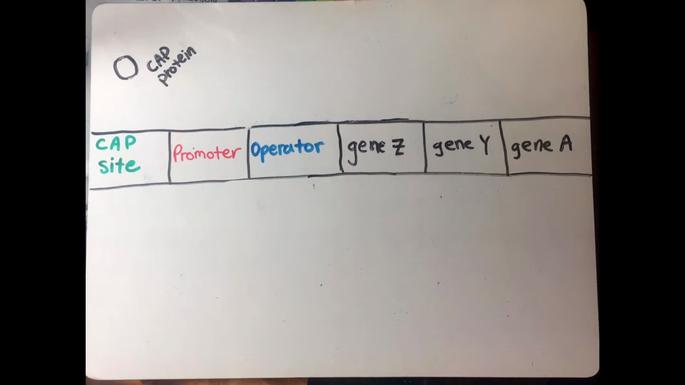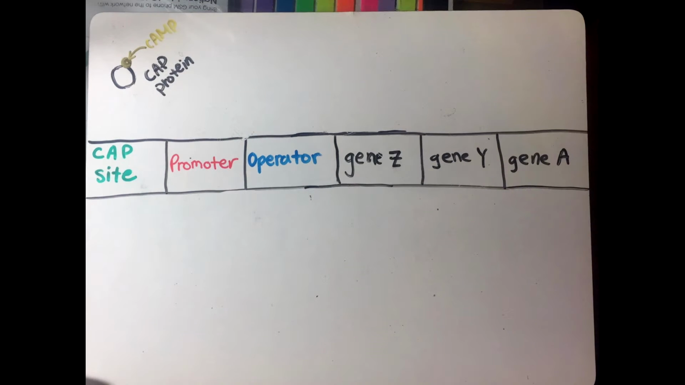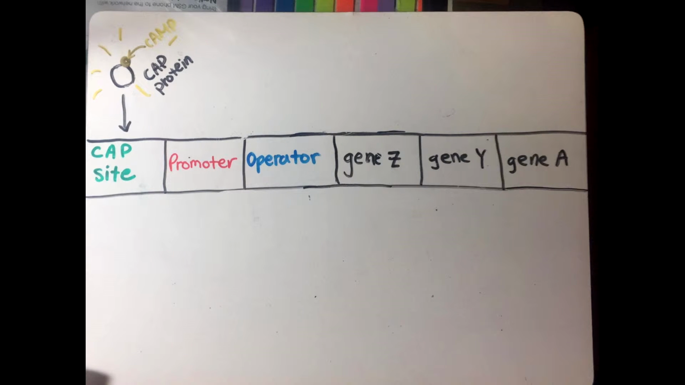Next, we have the CAP site. This site is where the CAP proteins are able to bind. The CAP protein is activated with cyclic AMP, shown in yellow. It binds to the CAP protein and activates CAP, which then can bind to the CAP site. Once bound to the CAP site, the CAP protein is able to bind to the RNA polymerase, which will then allow for efficient transcription to happen.